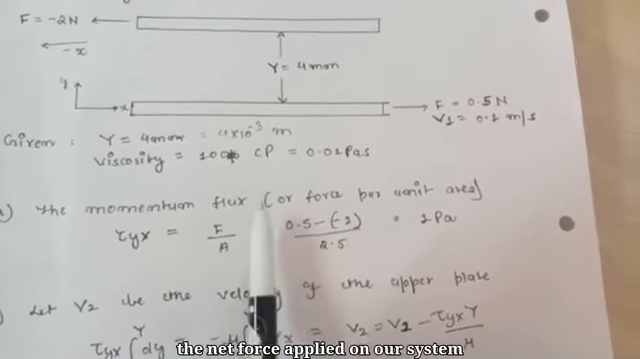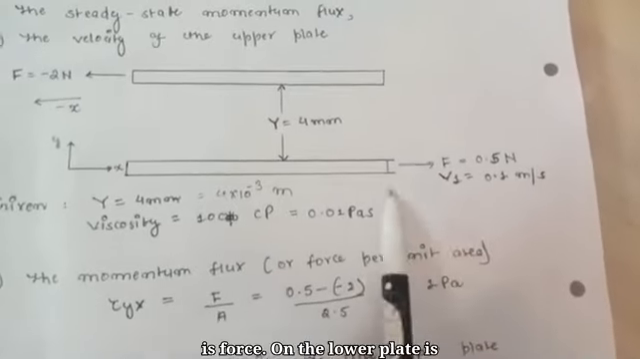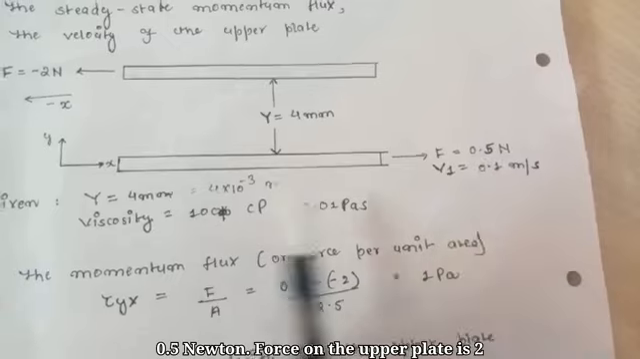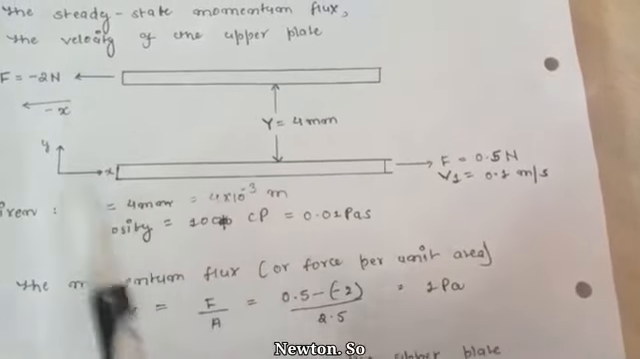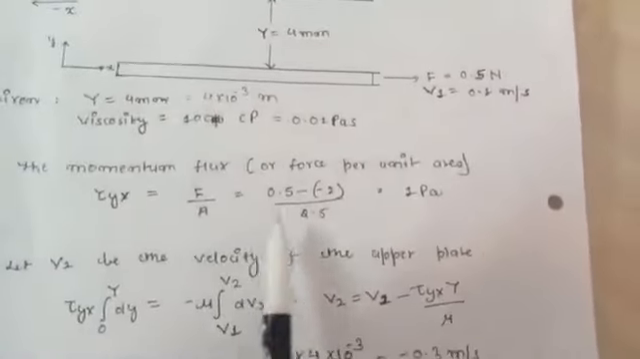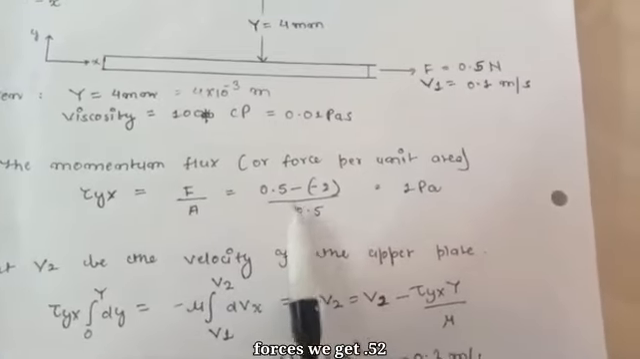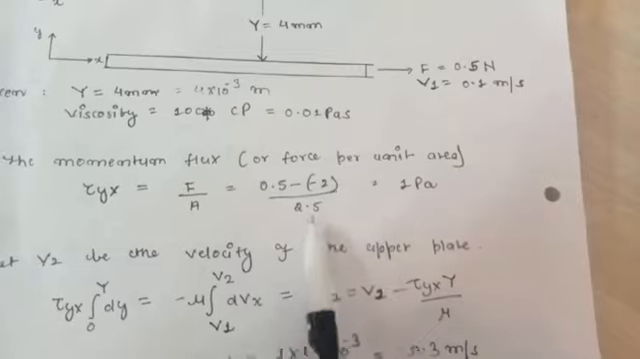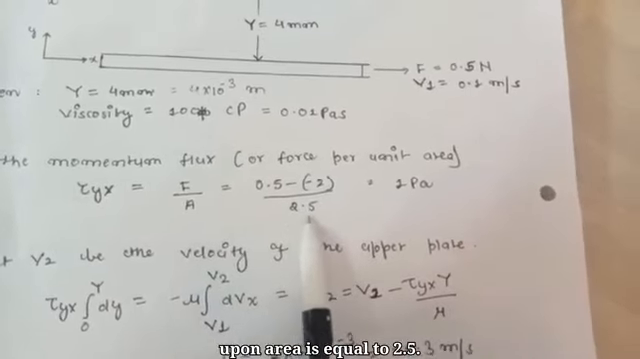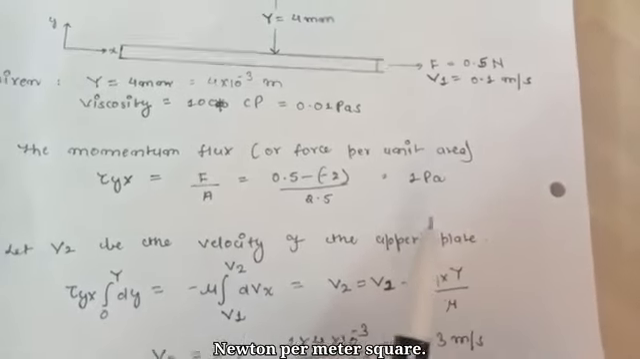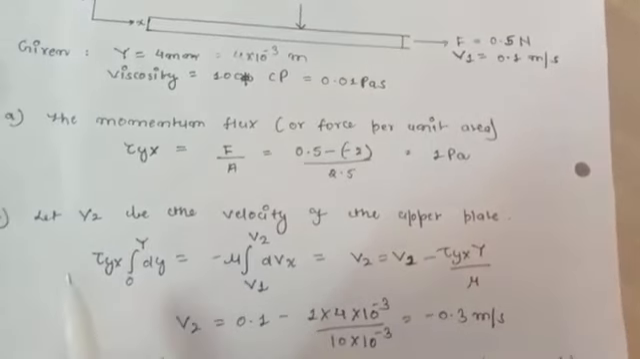So, the net force applied on our system: the force on the lower plate is 0.5 Newton and the force on the upper plate is minus 2 Newton. Adding both the forces, we get 0.5 minus 2, upon area, which is 2.5. We get 1 Pascal, or 1 Newton per meter square.